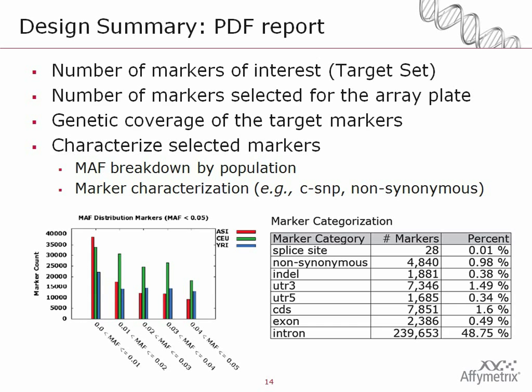This PDF report is available at 2 levels. The first level is for the design attempt, which is all the marker groups together. And then a second level is more broken down for each individual marker group, so you get the details for each marker group by itself.